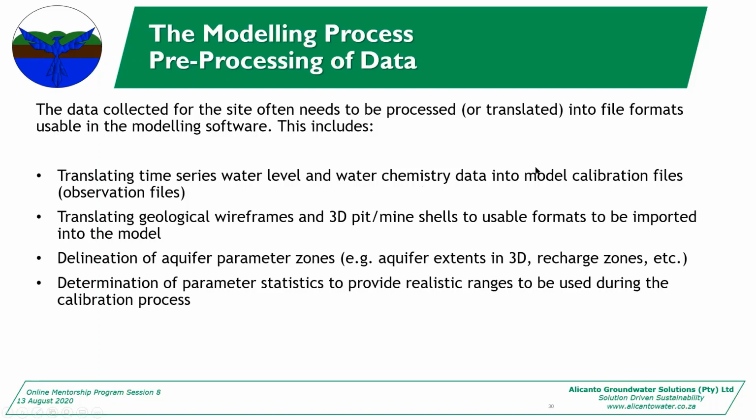Then determining your parameter statistics to provide realistic ranges to be used in your calibration. So that's to say, let's say for example, I've got a sandstone unit. I must look at all of the available parameters and say, for this kind of sandstone in this region, transmissivity varies between 5 and 20. So when I'm calibrating and I get a calibration result where I set my transmissivity as 0.5, that's not realistic. It's calibrated, but it's not realistic. Does that make sense?